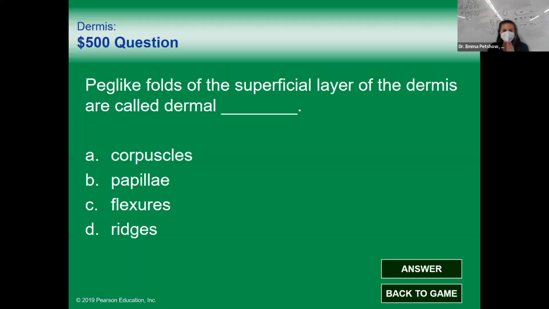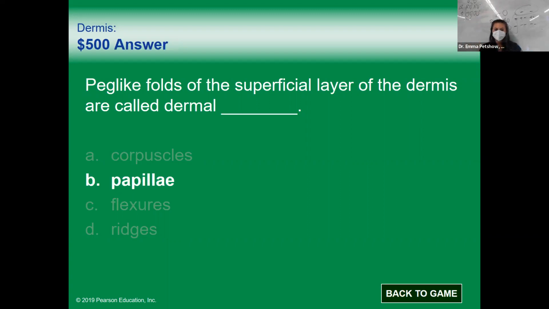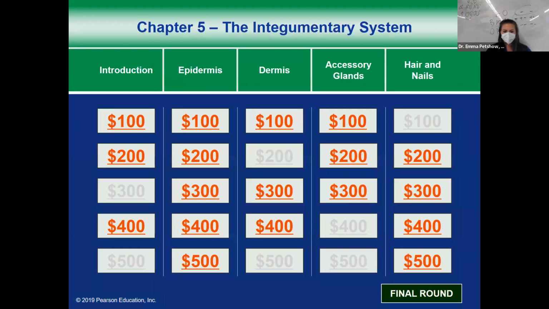Dermis 5. Peg-like folds of the superficial layer of the dermis are called dermal what? Corpuscles, papillae, flexures, or ridges. These project into the epidermis. That's my hint for you. It's papillae. Remember, the superficial layer of the dermis, the papillary layer, has these peg-like projections that push into the epidermis. Those are papillae.